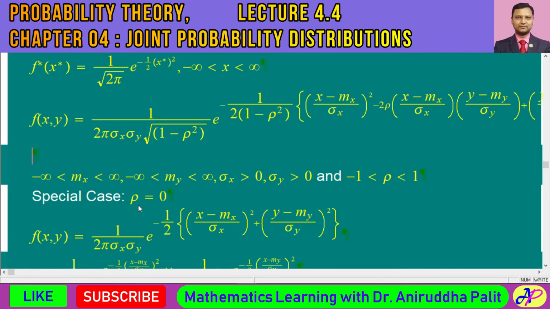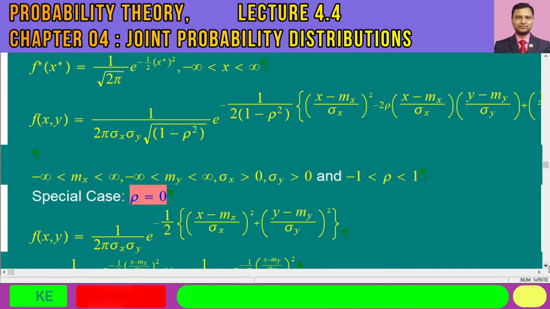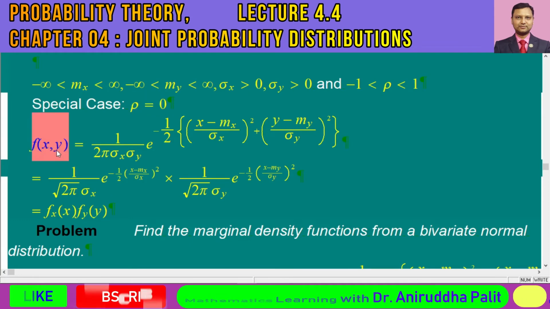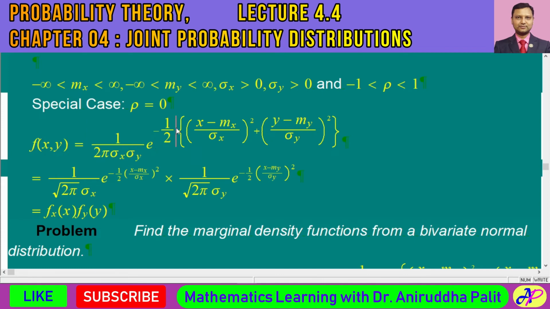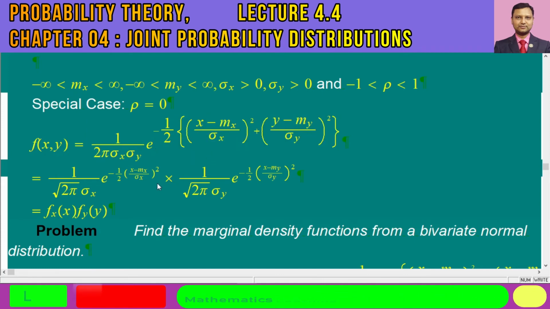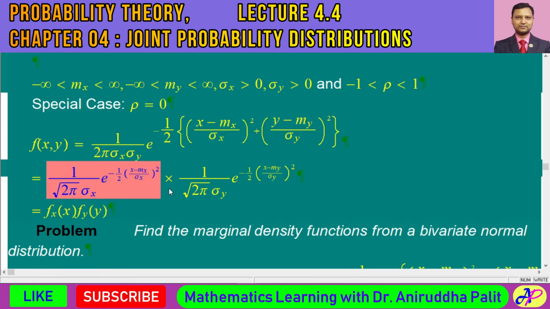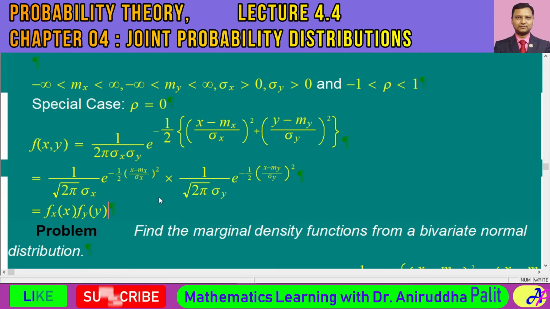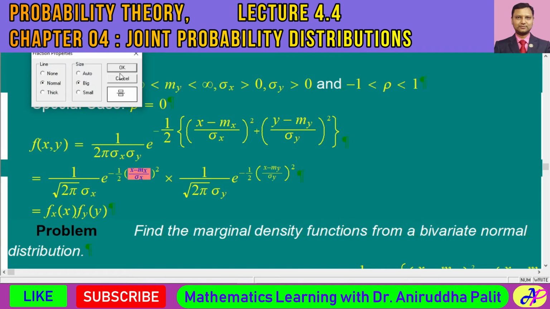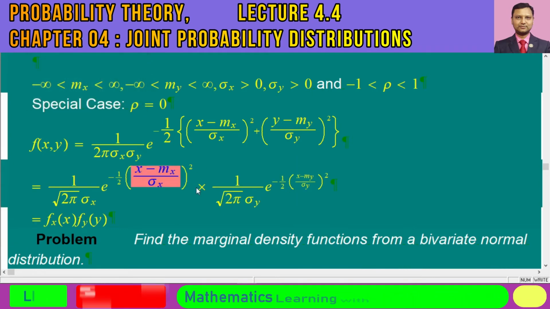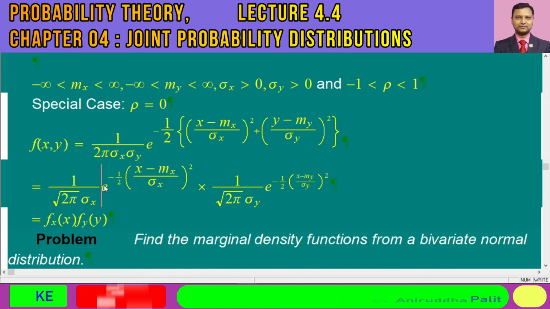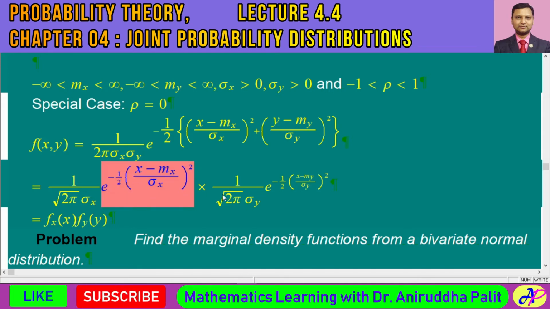So in the special case, if rho is equal to 0, then what do we observe? We observe that f of x comma y, this joint density function, can be written in this way. You can observe that it can be decomposed into two parts. One is purely a function of x: 1 by root over 2 pi into sigma x, e to the power of minus half into x minus mx by sigma x whole square.